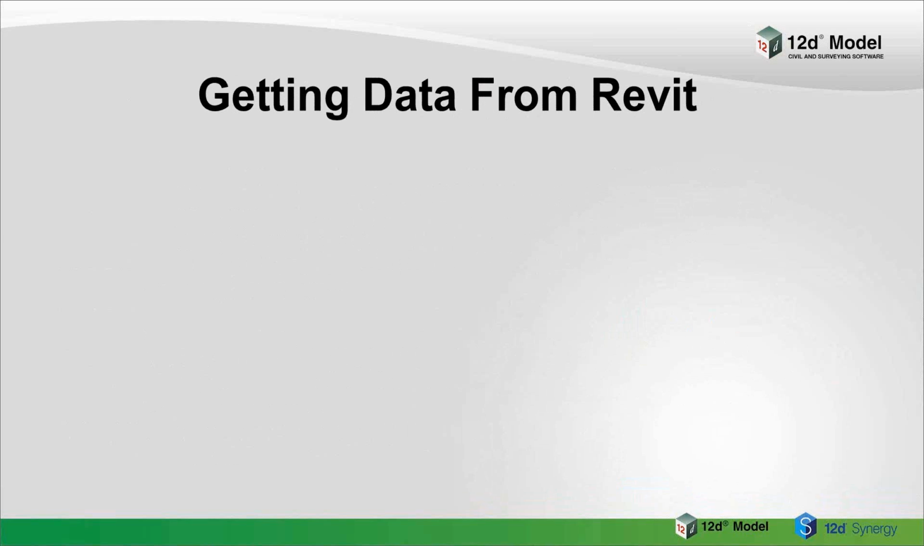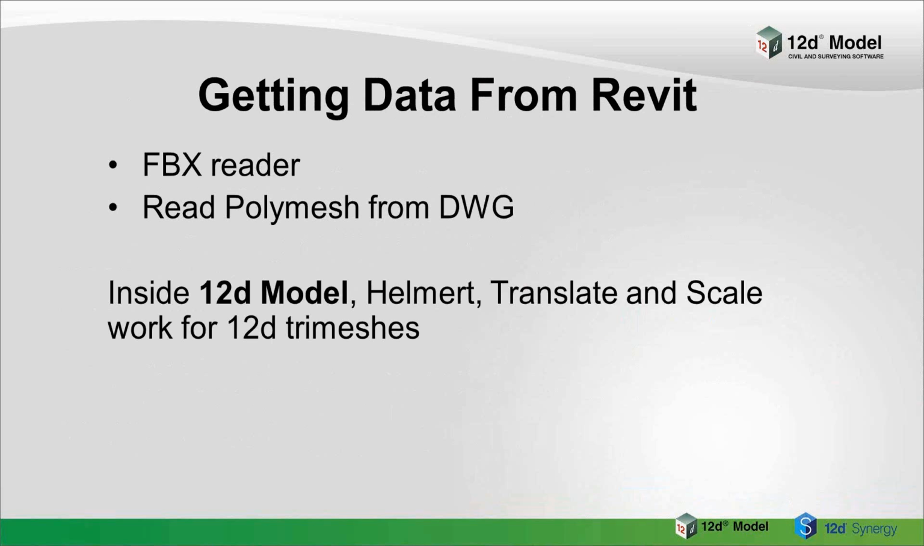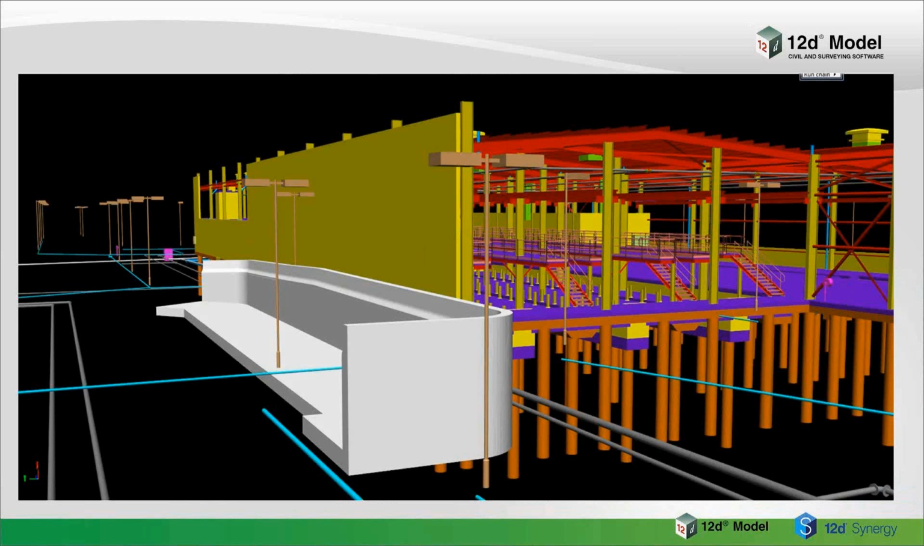Getting data from Revit, we've put the FBX reader in, and we keep upgrading this for version 12. We can read the polymesh from DWG. And once you've got the data inside 12D, Helmert Translate and Scale can work for trimeshes so we can place it. So even though that data's got 0, 0 in the corner, you can bring it and place it in a large-scale civil project.